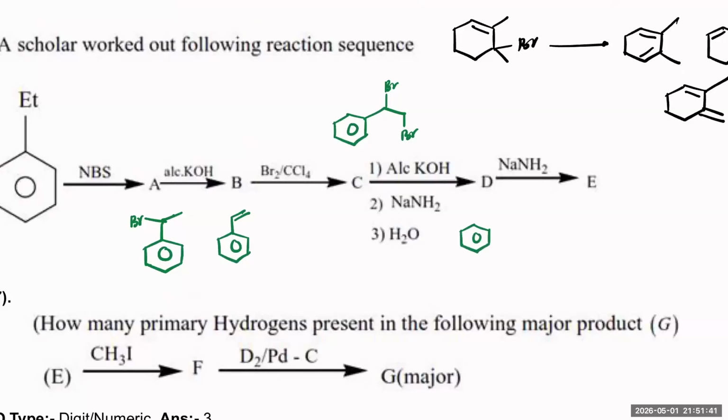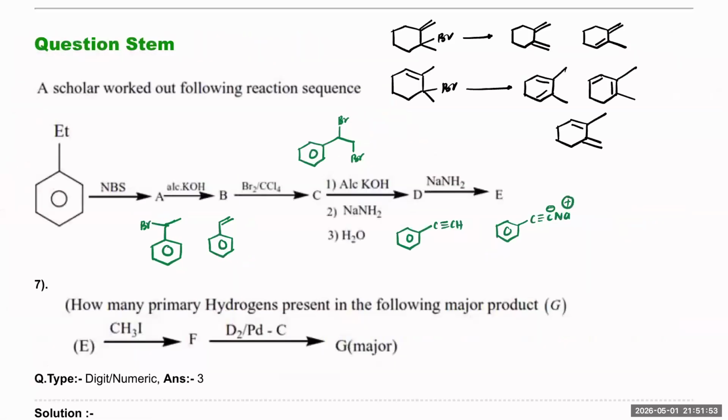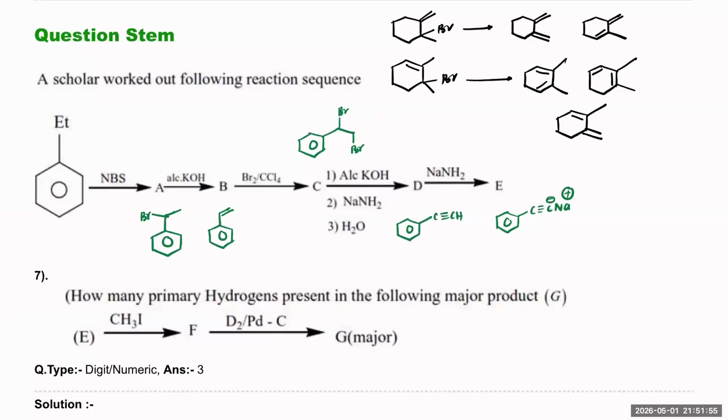So which means we'll have a triple bond here. And thereafter we are using NaNH2 once again. So which means you'll have a salt, C minus and Na plus. So now please check this through and let me know if you have any doubt in A, B, C, D, E first.